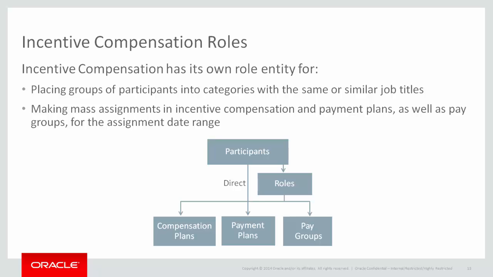And then the second reason it's important is for mass assignments. When I am associating a group of people to the direct sales plan or to the call center plan, by associating those participants to a role, it allows us to streamline the process. Whether I need to mass assign everyone that is a direct sales person to a direct sales plan, or align them to payment plans or pay groups, etc., it's a convenient way to group a series of salespeople together that you can then leverage that category to do multiple things with them.